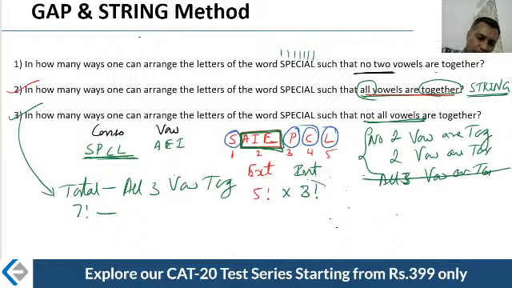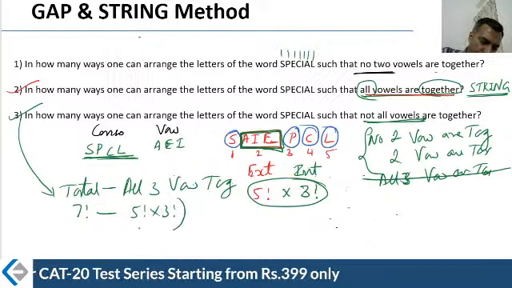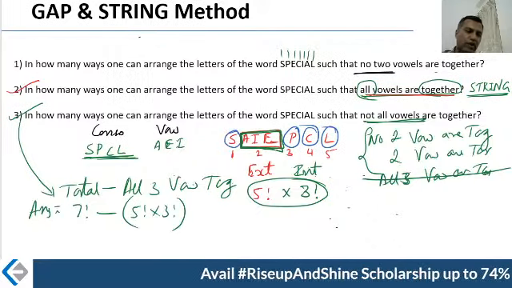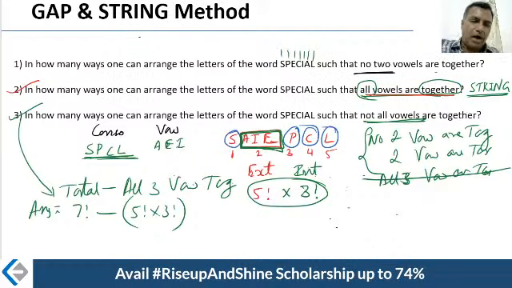All 3 vowels together, we just have the answer here. Therefore, 5 factorial into 3 factorial. That would be your answer: 7 factorial minus this. I just showed you how we use this sometimes as part of a particular question. 2 important methods, the gap and string.